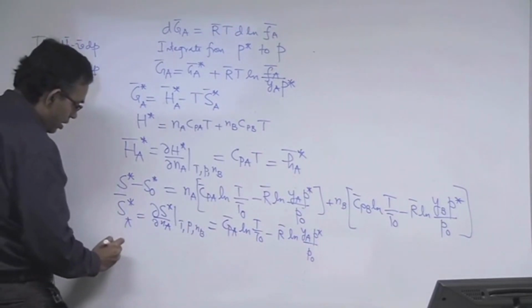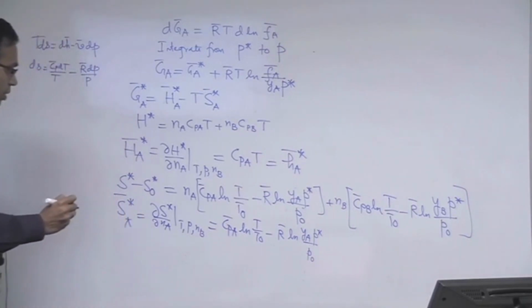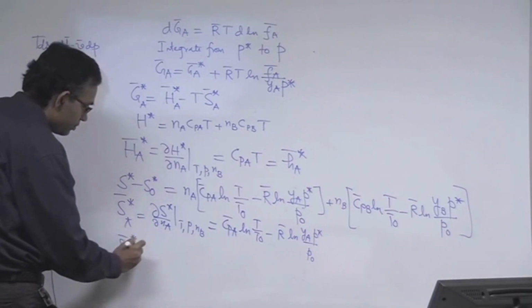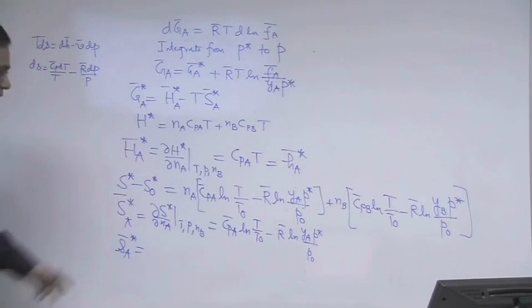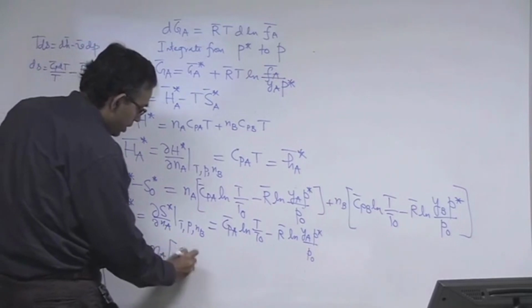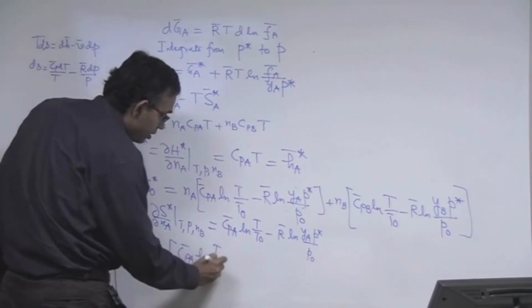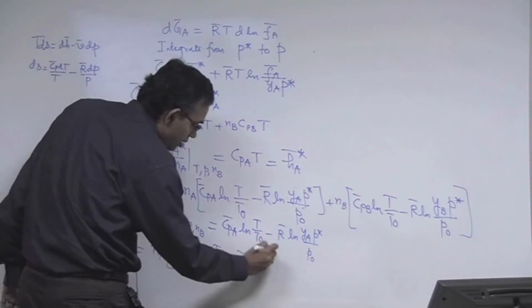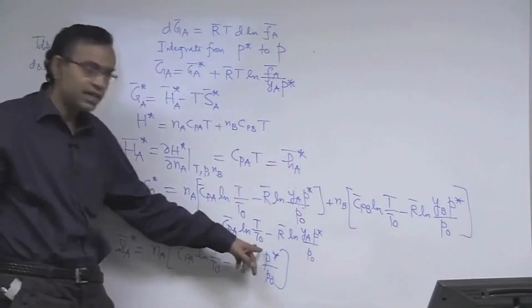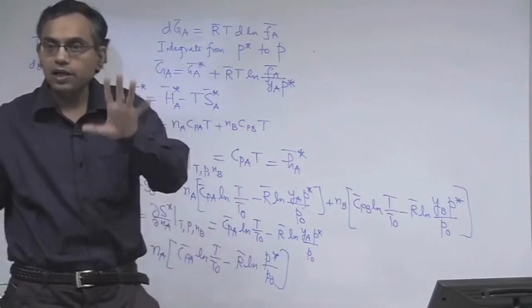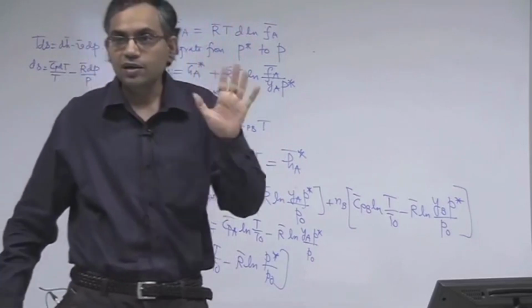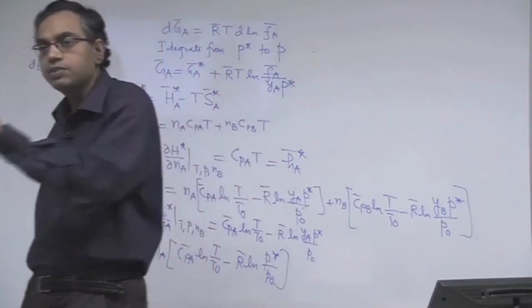Similarly, for the pure component, what is small s a star? For the pure component, s a star is equal to N a Cp ln T by T0 minus R ln P star by P0. There is no question of mole fraction, because partial pressure is not required. Always keep this in mind: when you have a mixture in an ideal gas state, you always refer to partial pressure, and for an ideal gas, that is the total pressure times the mole fraction.